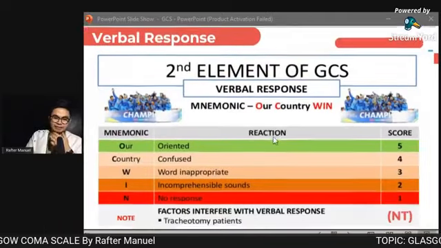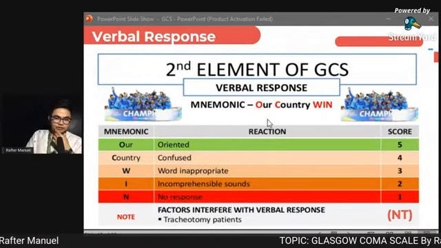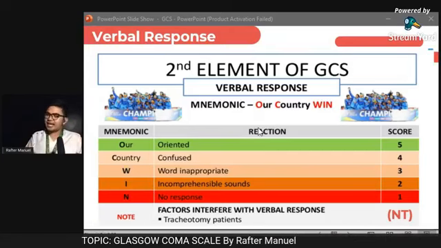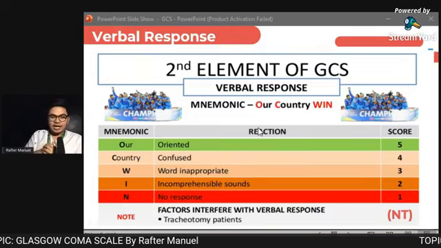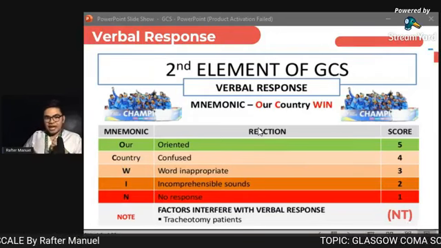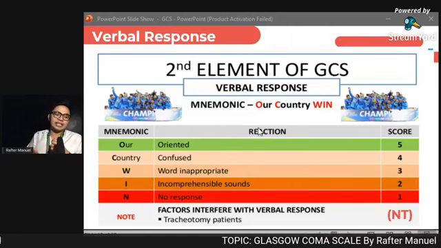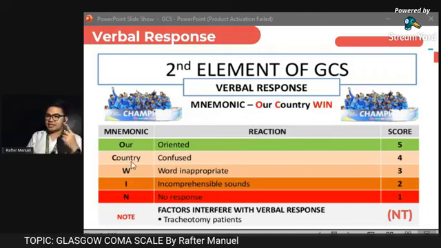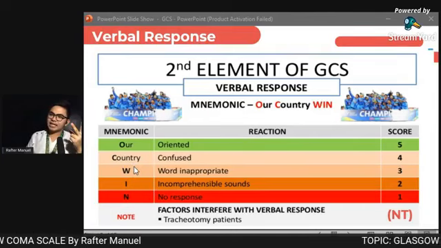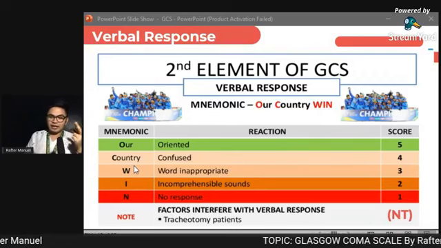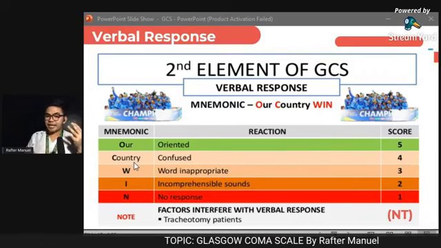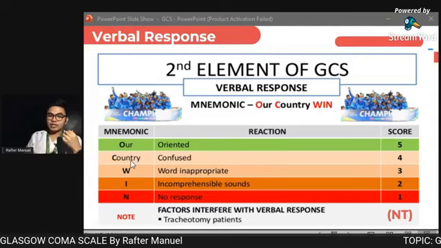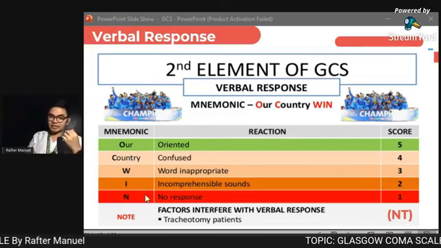Now let me give you the mnemonics. Elements of GCS, verbal responses. Kanina, ESPN, it is a sports channel. The mnemonic for the second element of GCS is our country win, or WIN. Our is oriented, country is confused, W is words inappropriate, I is incomprehensible sounds, and then N is no response.